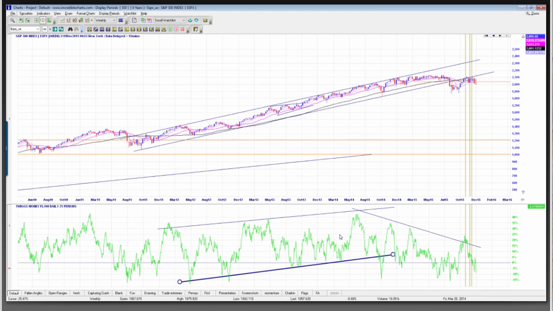But what happens when price continues to rise, but the Twiggs money flow declines? What that means is that price is being manipulated.